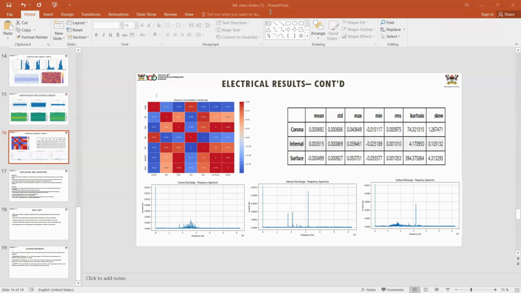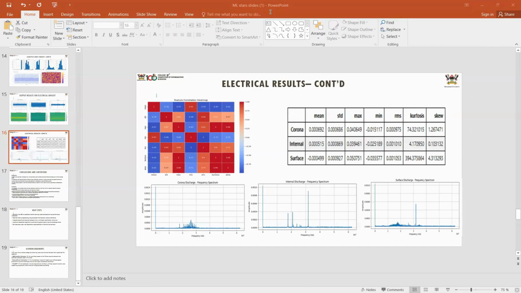And for the negative correlation, the minimum and the RMS have the strongest negative correlation, which suggests lower minimum values are associated with higher overall energy. Therefore, they reflect polarity and asymmetry in discharge signals.